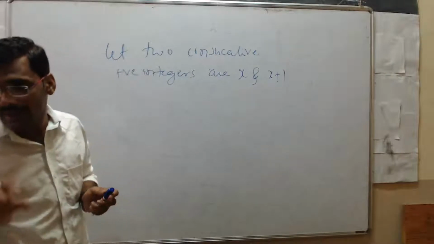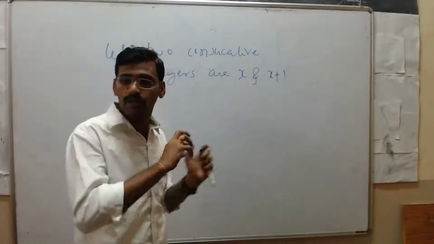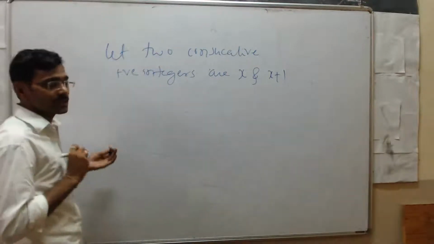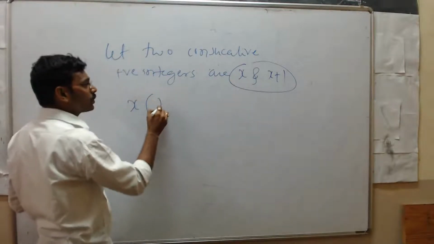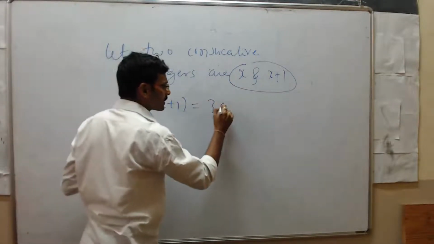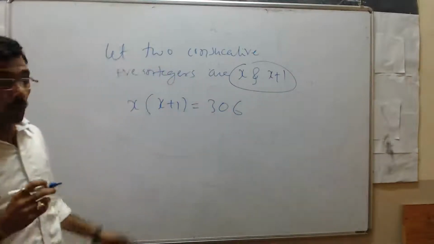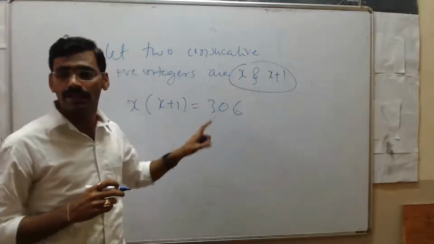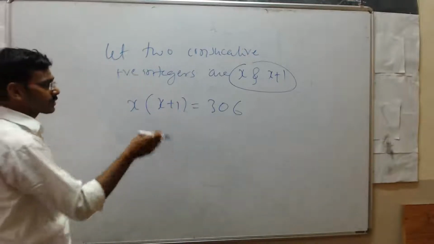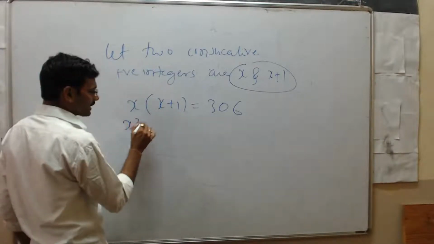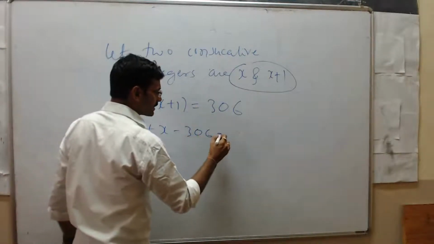The product means multiplication, it is not the sum. The product of 2 consecutive integers is 306. So x into x plus 1 is 306. The first integer is x, the next integer is x plus 1. Then we simplify: x into x is x square, plus 1 into x is 1x, and 306 moves over to become minus 306 equal to 0.